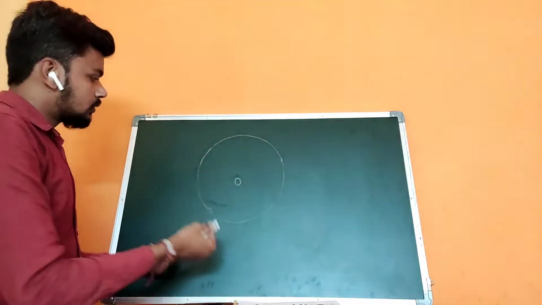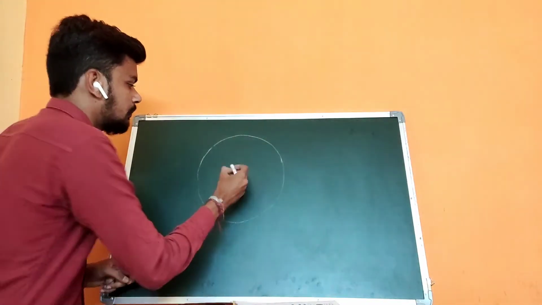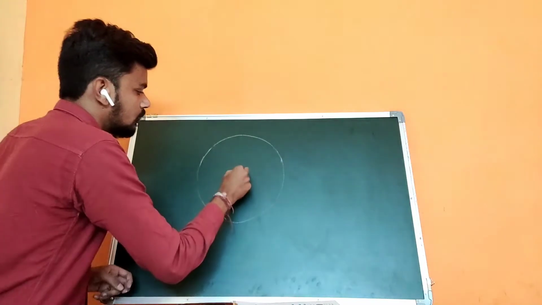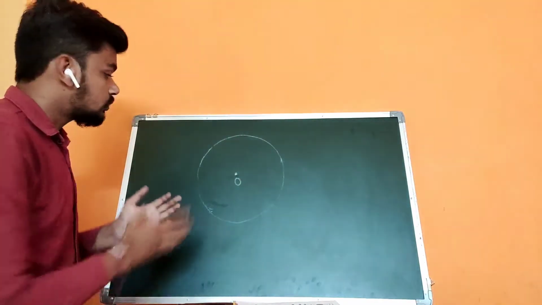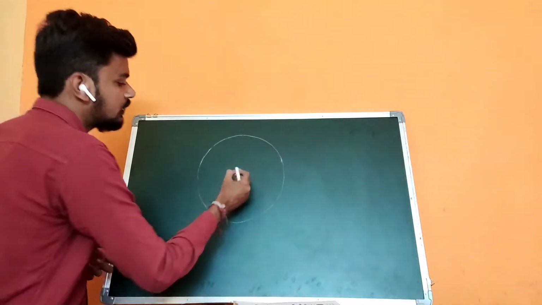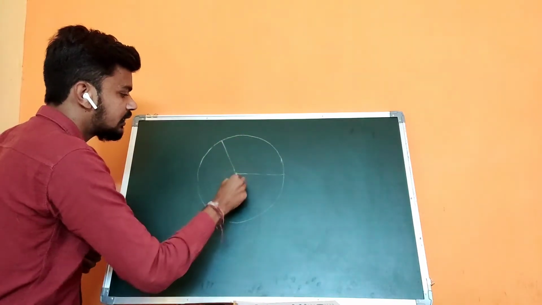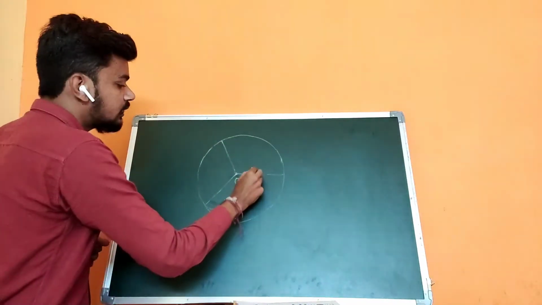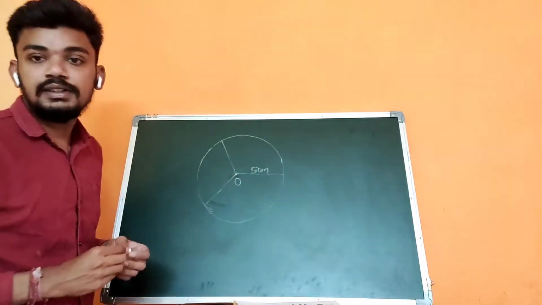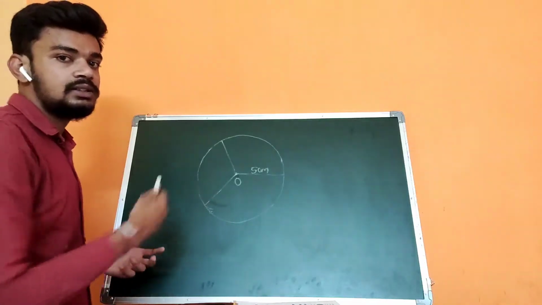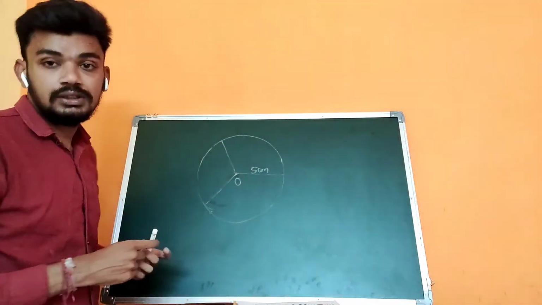If you do it with the compass, then it would be appropriate. Okay, understood? That's how you have to do it. Now if you want to measure that length or that length or that length, all of them are 5 centimeter only. Understood? So that's how you have to measure, and that's how you have to make the circle.